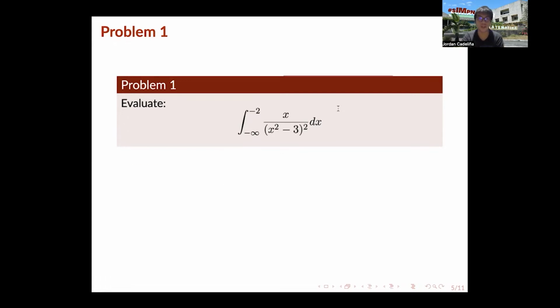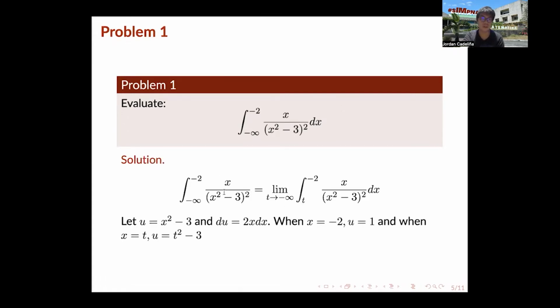Okay, so let's proceed. Notice na continuous siya sa negative infinity to negative 2. So, we just need to take the limit as t approaches negative infinity ng definite integral na ito. So, substitute lang t sa negative infinity dito sa part na to. Now, we use u sub dito. Let u equals x squared minus 3 and du equals 2x dx.